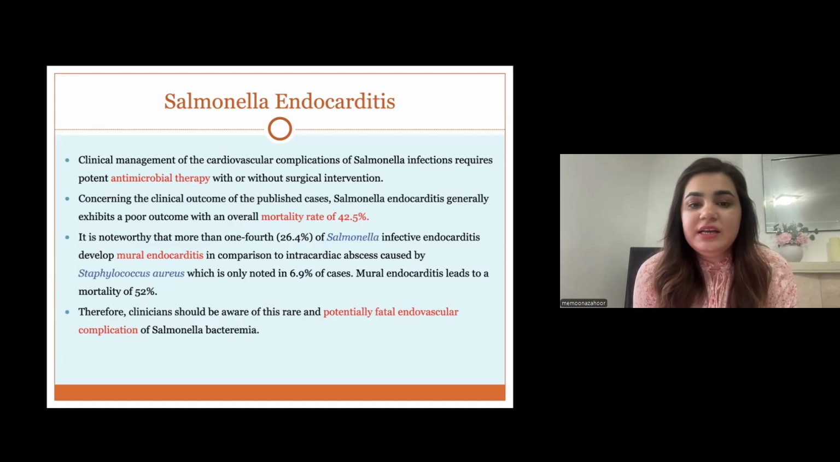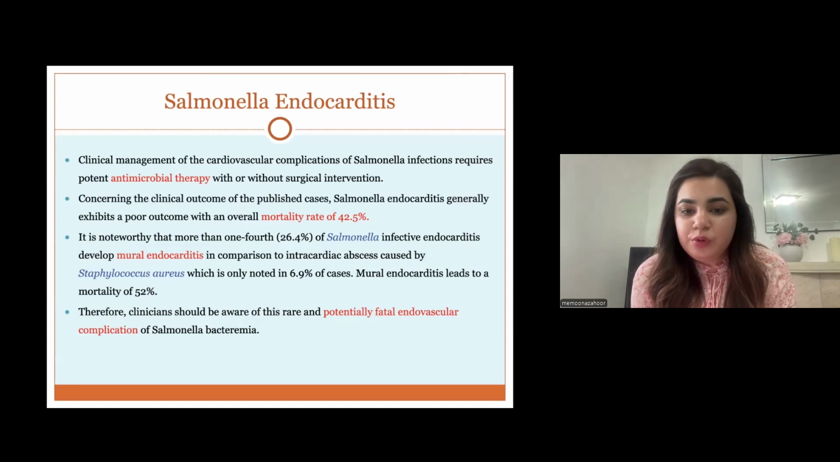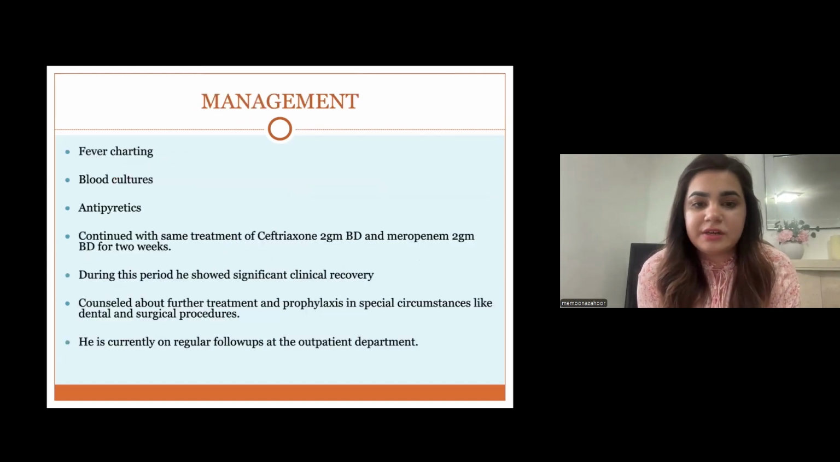If we go to the clinical management, if patients develop such complications, it's potent antimicrobial therapy with or without surgical intervention, with a mortality rate as we initially mentioned. So it's noteworthy that more than 1/4 of Salmonella-infected endocarditis will develop mural endocarditis in comparison to intracardiac abscess caused by Staph aureus, with mural endocarditis having a mortality of 52%.